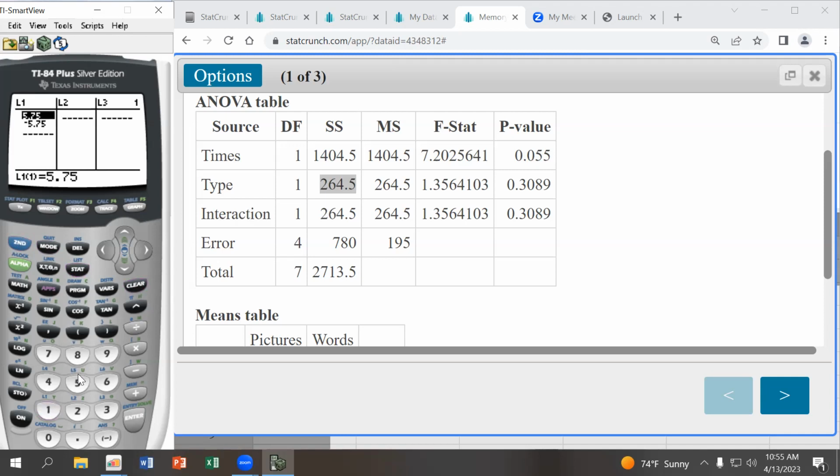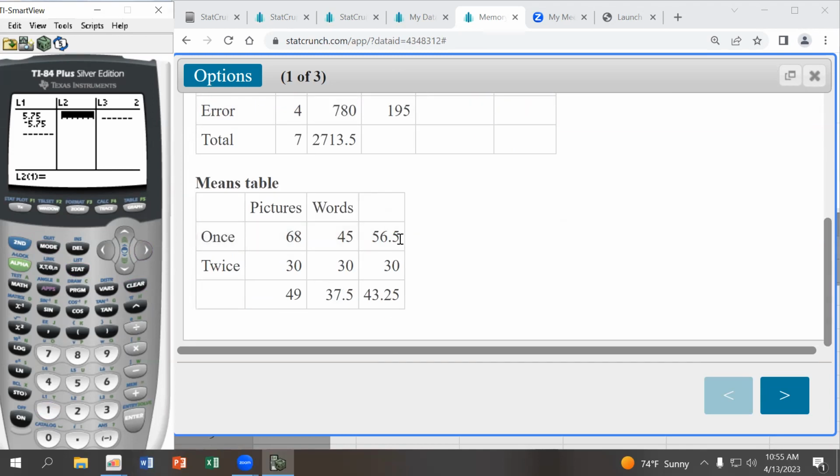I'll keep that value over to the second list. You have 6 lists in this calculator, that's plenty. This time, I'm going to enter each of the row names that I have displayed. 56.5. Later, we are going to find variances directly. I don't want you to do it for these two. Minus grand mean 43.25.